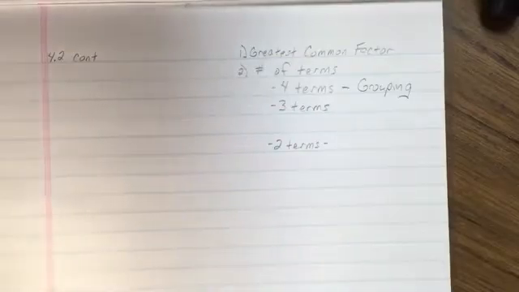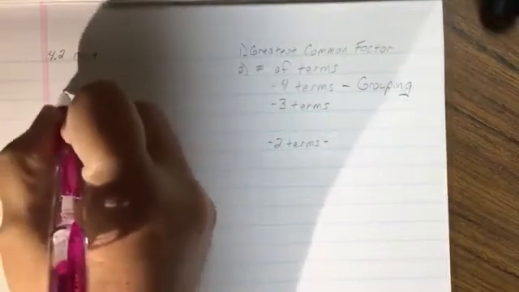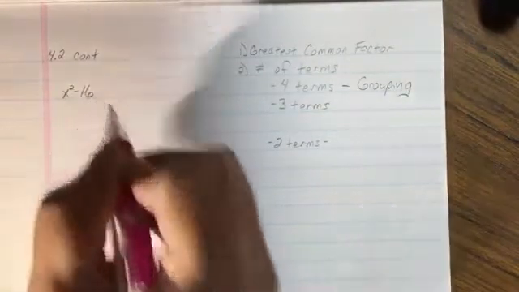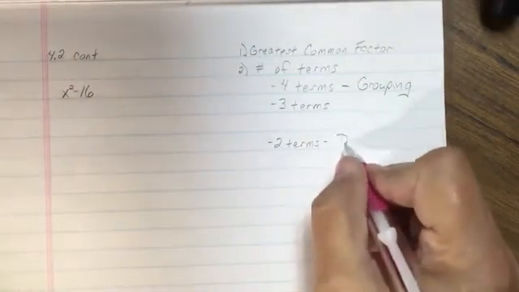All right, factoring continued. We looked last at GCF and grouping. Well, we're next going to look at something for two terms. Now, most of the time, two terms are taken care of by grouping. But when they're not, it's something called difference of squares.